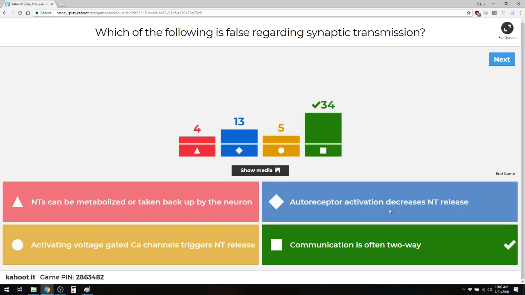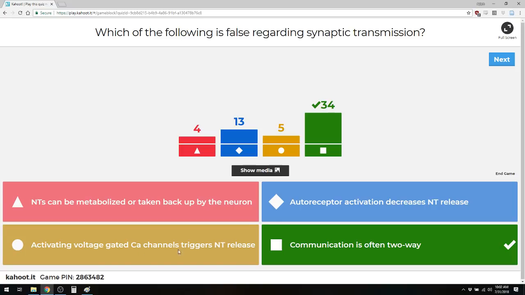Okay. Activating voltage-gated calcium channels triggers neurotransmitter release. Very frequently, this is what's occurring. So you're going to find the action potential will travel along the neuron down to the synapse. The voltage-gated calcium channels will open up, and that will stimulate release of those vesicles into the actual synapse itself.